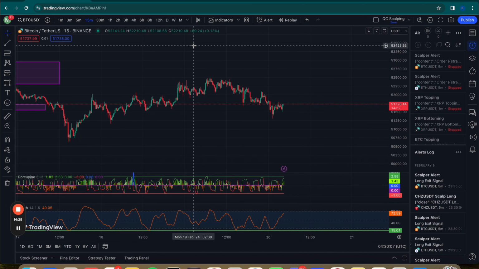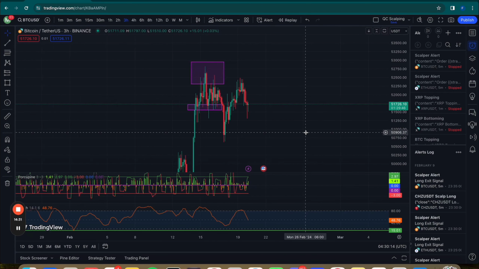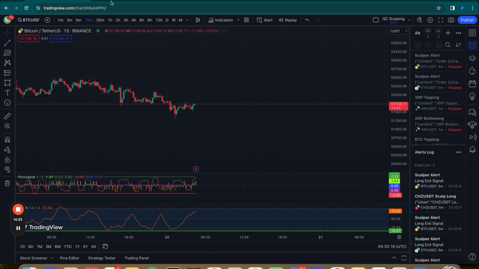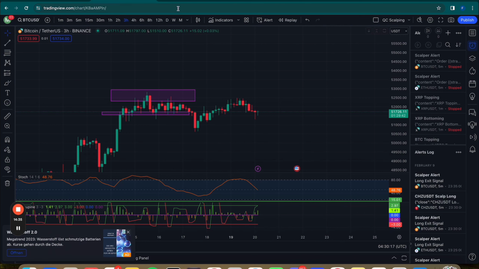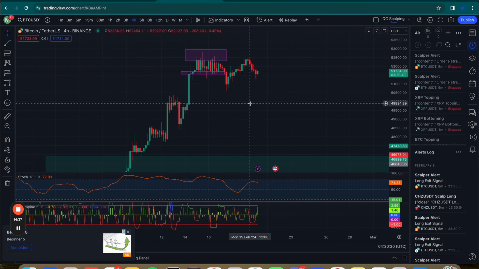We don't enter now because we don't have that clarity. We don't have that alignment. What I'm saying is, because the 3 and 4 hour are going down right now, that's the only thing that we're looking at.